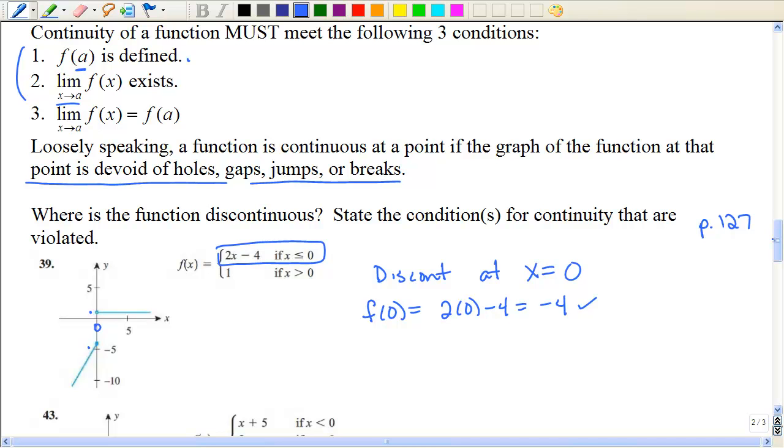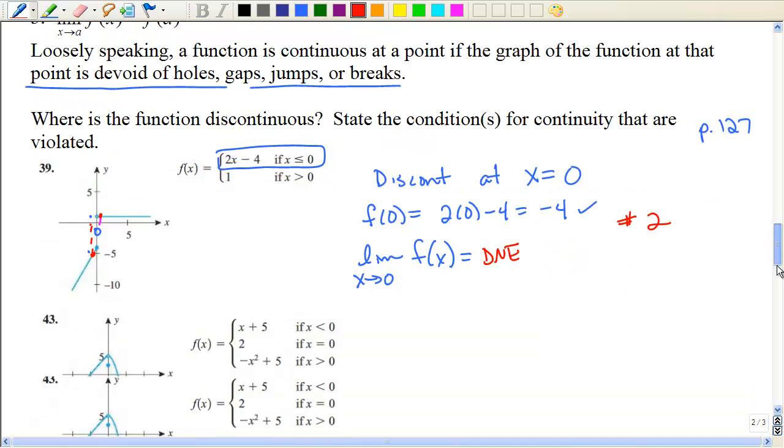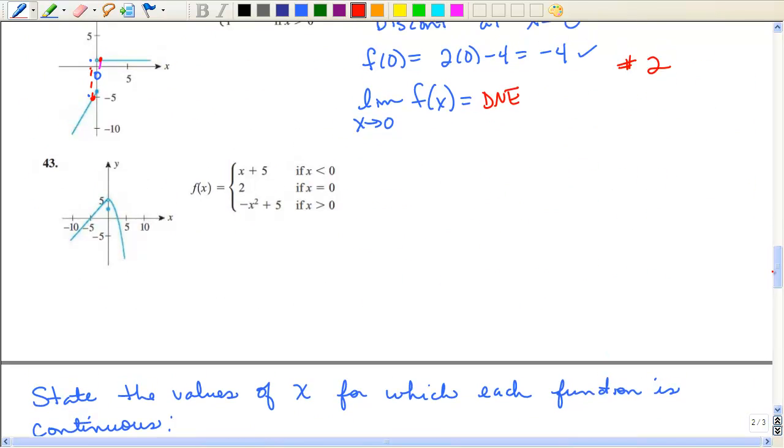So that condition works. But what about the limit as x approaches 0? Well, if you recall what we just talked about, if I go to the right of 0 and I go to the left of 0, I get two different values, and so that does not exist. So what conditions are violated? I would say condition number 2 is violated. Maybe I guess you could even say number 3 since the limit doesn't exist. Alright, so let's look at this one.